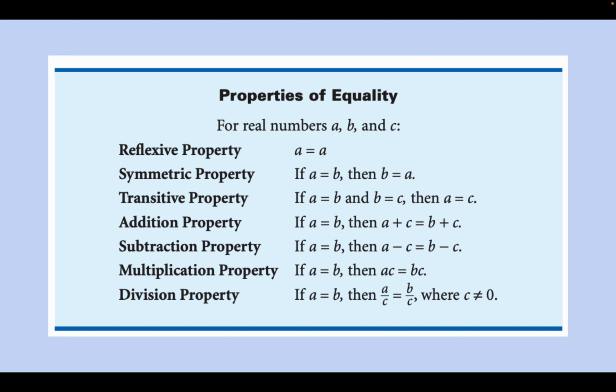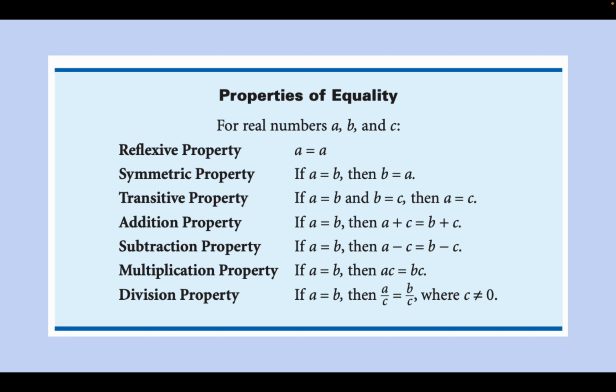So A and B, 2 equals 2, and B and C, 2 equals 2, and A and C, 2 equals 2. They're all 2 equals 2. They're all the same. So A equals C for the transitive property. Next, we have the addition property.